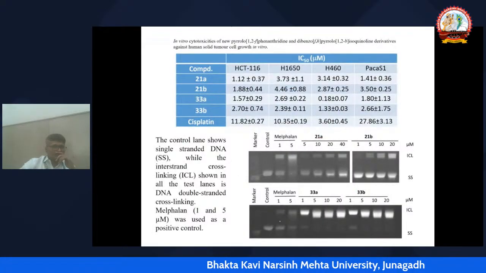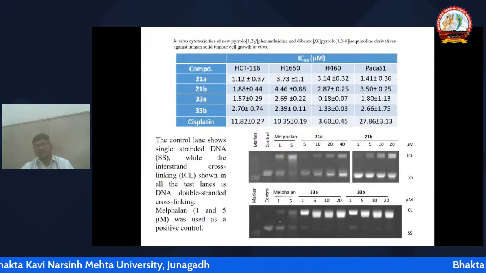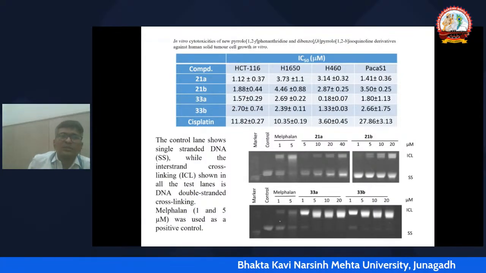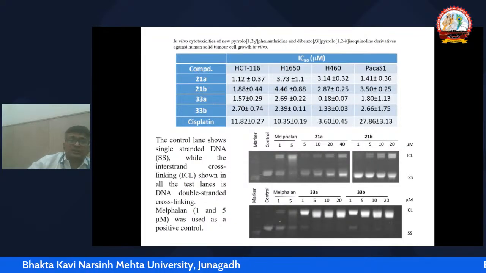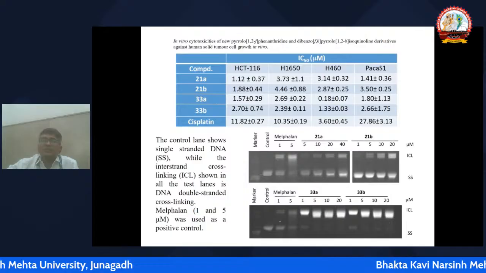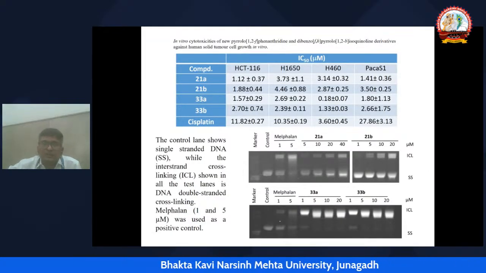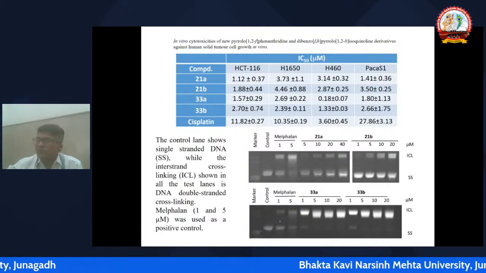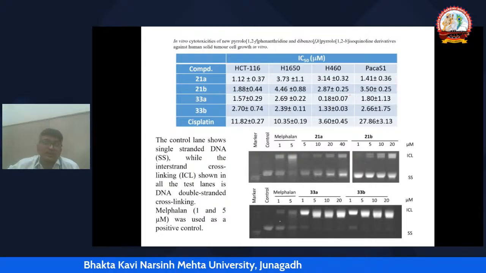So we have checked both series, all compounds tested against various cancer cell lines. But among those I have represented here 21A, 21B, 31A and 31B in comparison with cisplatin in 4 different cancer cell lines. Here we can see that all the compounds show a promising anti-cancer activity in comparison with the standard drug cisplatin.